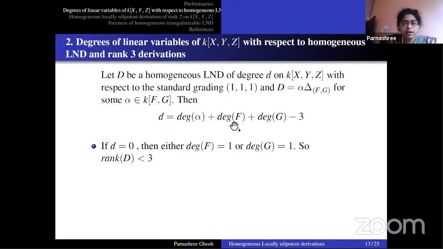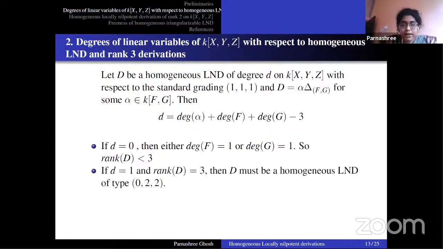Now when d is 0, meaning the degree of the derivation is 0, you can observe from this equality that either degree of f is 1 or degree of g is 1. So what we get is that the kernel contains a linear variable. That means the rank is reducing.